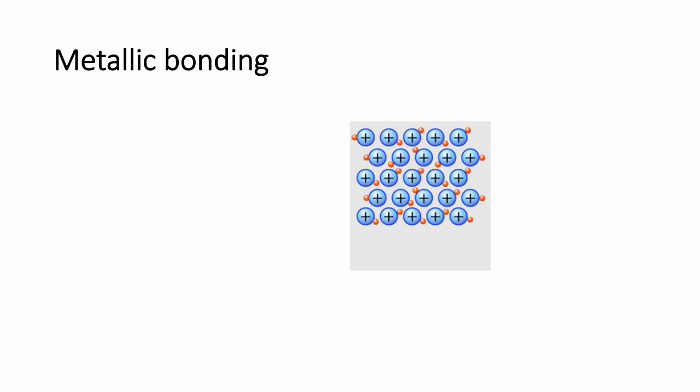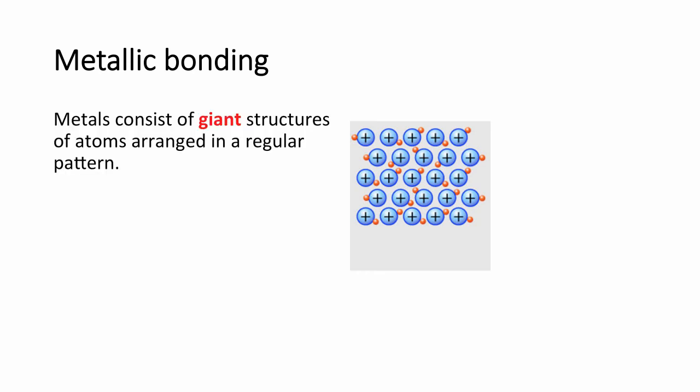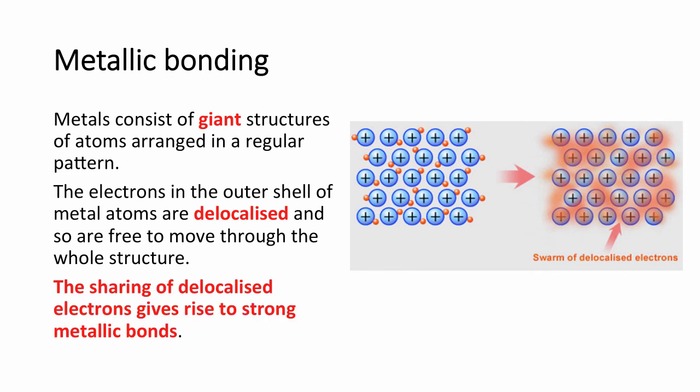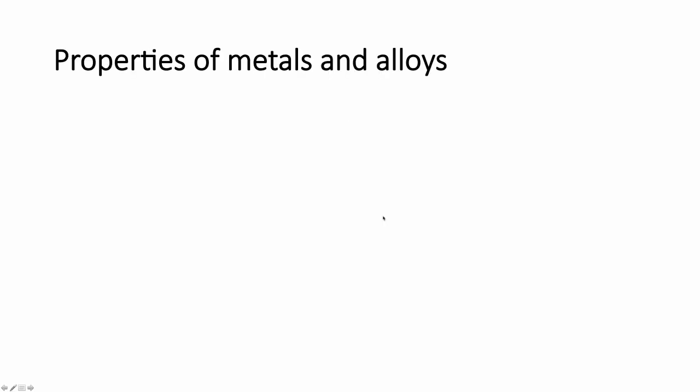Last one we're going to talk about is metallic bonding. Metals consist of giant structures of atoms arranged in a regular lattice structure. The electrons in the outer shell of the metal atom are delocalized and therefore are free to move around the giant lattice structure. The sharing of delocalized electrons gives rise to strong metallic bonds because it's the attraction between all of these electrons and the atoms themselves.